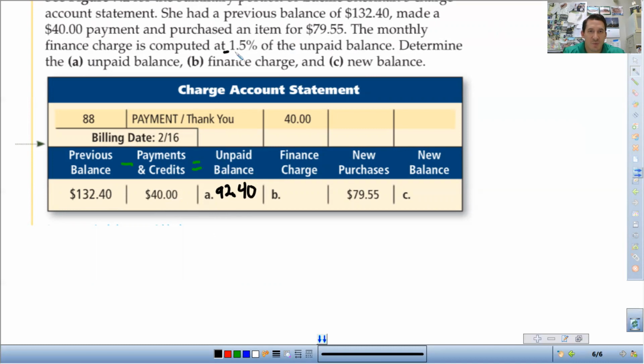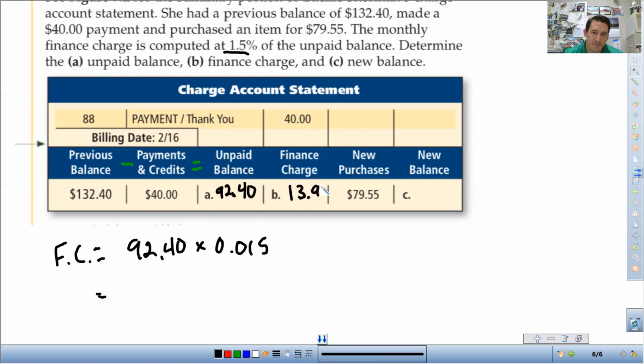The finance charge. So the finance charge is 1.5%. So I'm going to call it the FC. You do the unpaid balance. Finance charge is 92.40 times the 1.5%. Don't forget to change it to a decimal. So that comes out to 92.40 times 0.015, which rounds to $1.39. Not $13.90, $1.39.